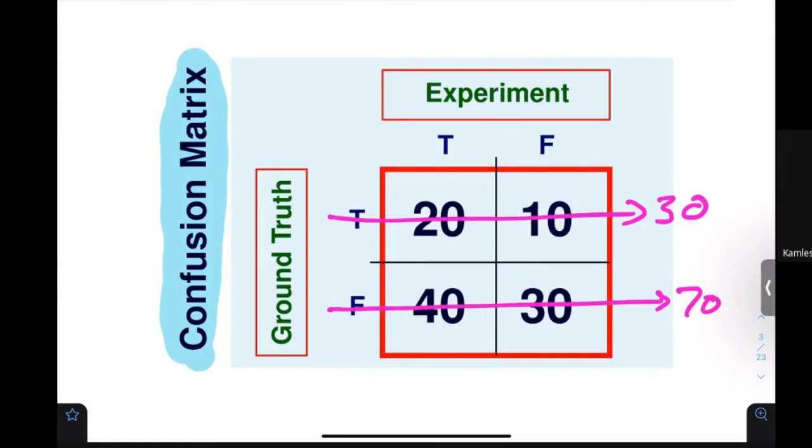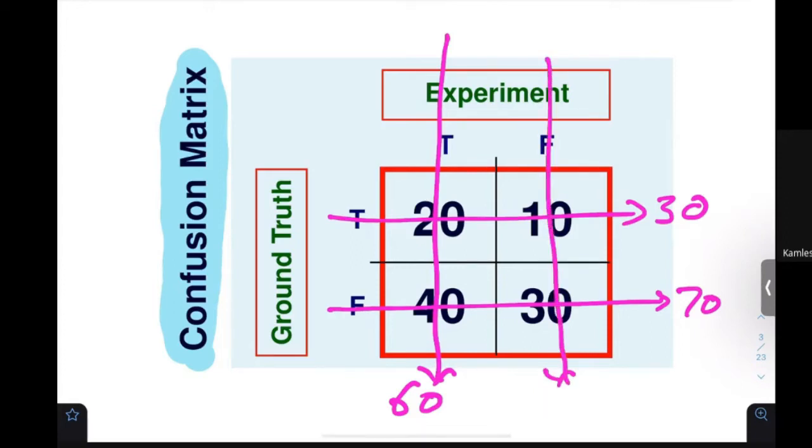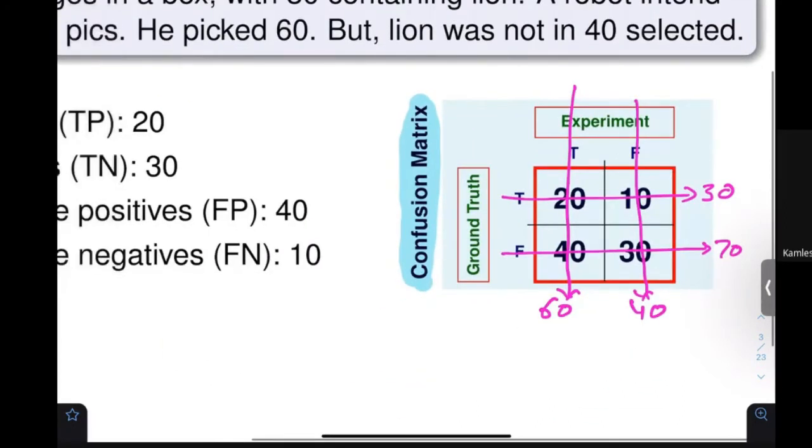But from the experiment perspective, if I ask with respect to the robot, I go down and I can see that it has given me 60 images, and according to my system 40 images were such that there was no line. With respect to the experiment, how many of them are true? 60. How many of them were false? 40, because this is what my robot was saying to me. What is actually 30 plus 70? This is the actual thing.